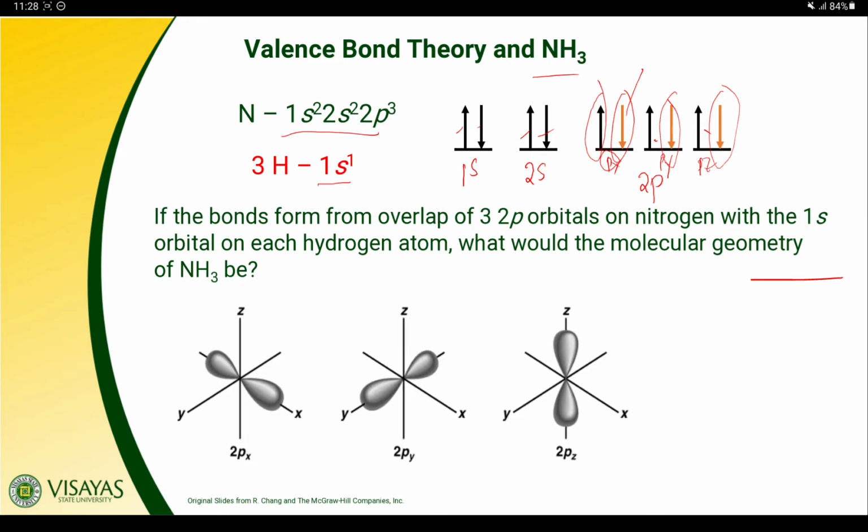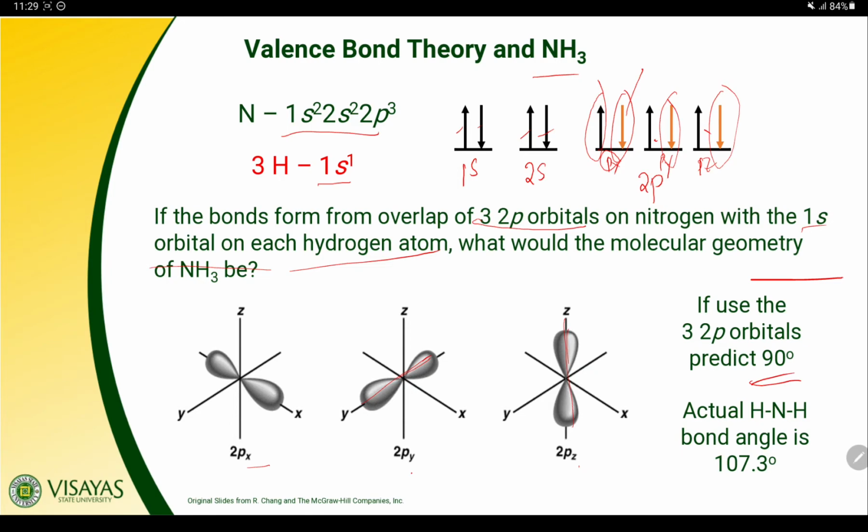Remember that we again have 3 degenerate p orbitals: px, py, and pz. If the p orbital is px, the orbital is along the x-axis. For py, we have the orbital along the y-axis, and for pz we have the orbital along the z-axis. So if it's the 2p orbitals overlapping with the 1s orbital of the hydrogen atom, our bond angle should have been 90 degrees.